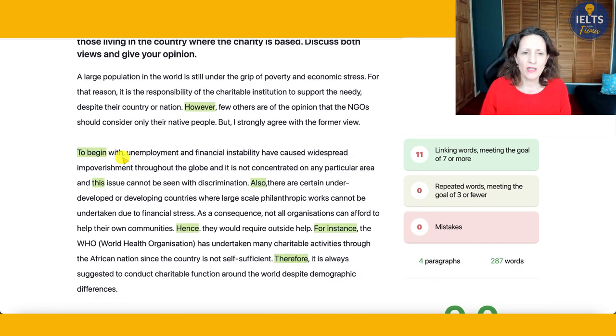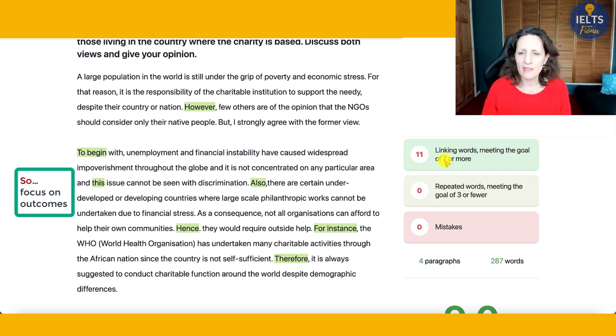They've started with to begin with, okay, unemployment and financial instability have caused widespread impoverishment throughout the globe, and it is not concentrated in any particular area, and this issue cannot be seen with discrimination. So this bit here, I don't see the logical connection or why they've used and. Probably just trying to extend the sentence, but there are too many ands. This issue, what does that refer back to? Maybe so would be a better linking word here.